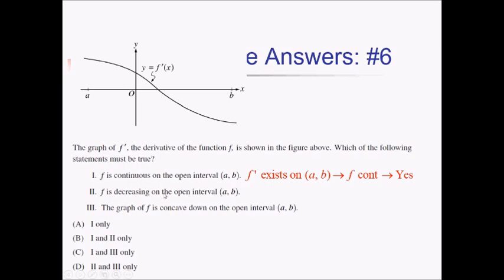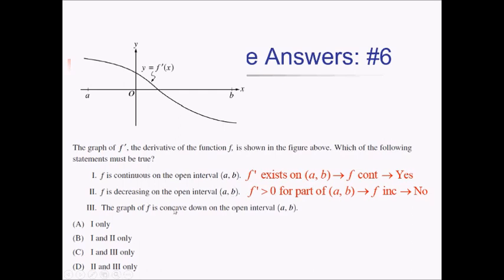F is decreasing on the open interval from a to b. Well, f is going to be decreasing wherever f prime is negative. And we see here that f prime is greater than 0 for part of the interval from a to b. Not the whole thing, but at least part of it. So that means there's parts of this interval where the f function is actually increasing. So that means that this is a no, this is not true. Not for the whole interval anyway. On to the next one.